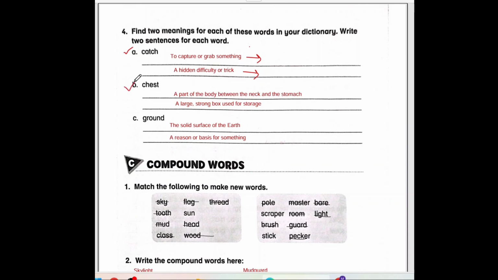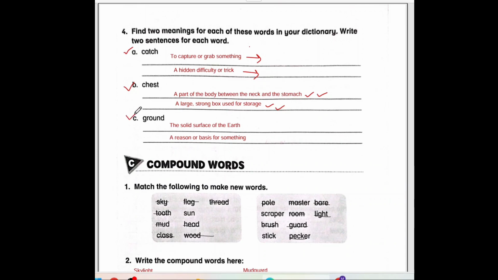So the part B is chest. The simple meaning is this is a part of body between the neck and the stomach. And another meaning is a light, strong box used for the storage. Let's make sentence for the first one. I am feeling pain in my chest, and now make a sentence for its other meaning. I put my clothes in the wooden chest.